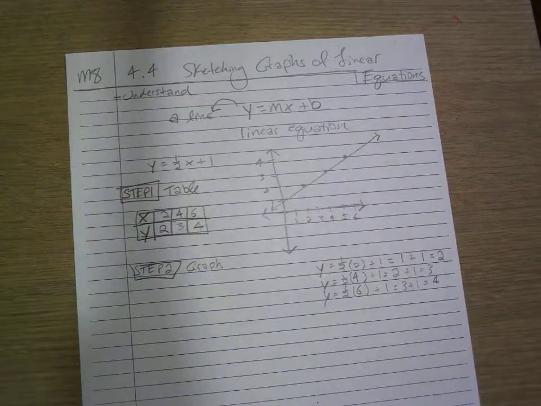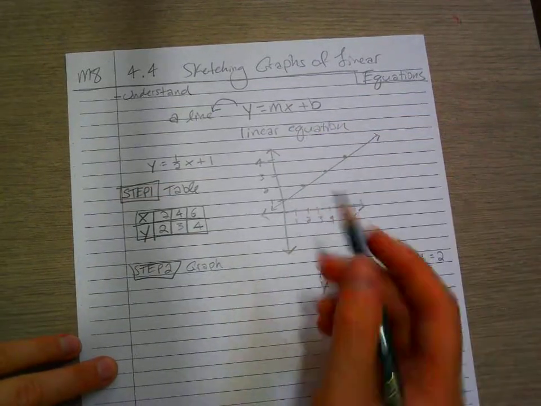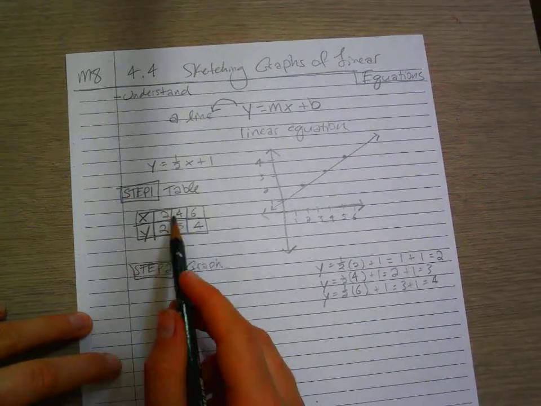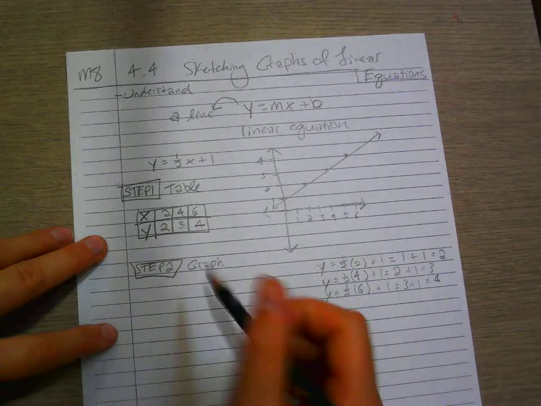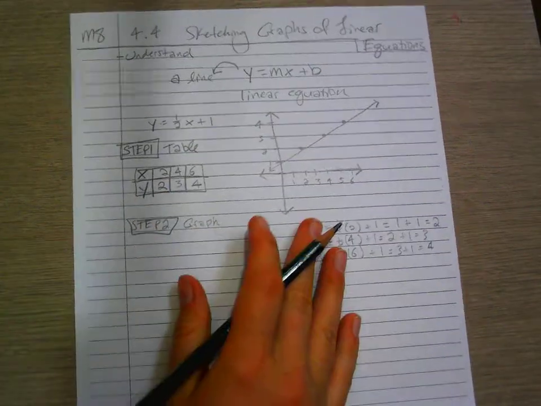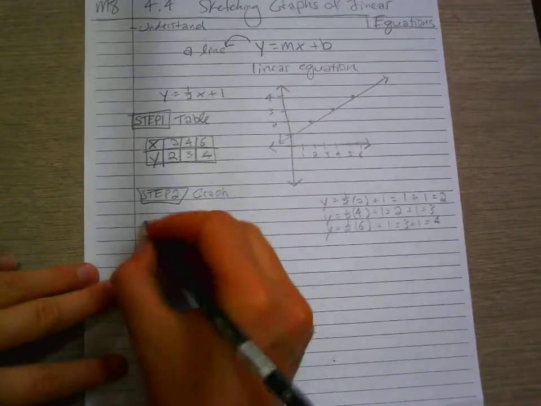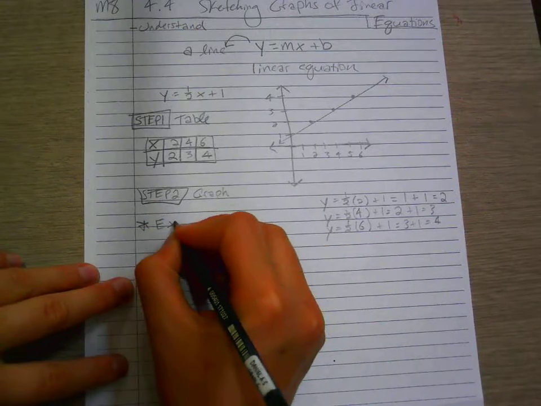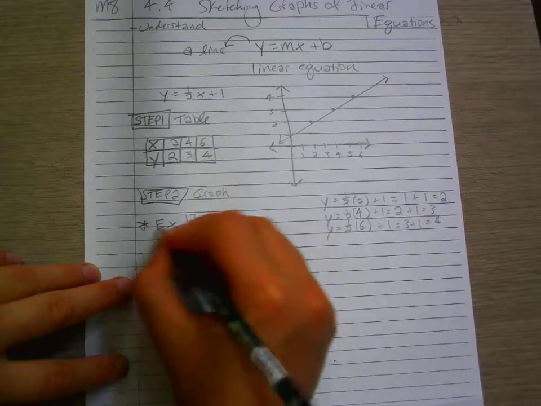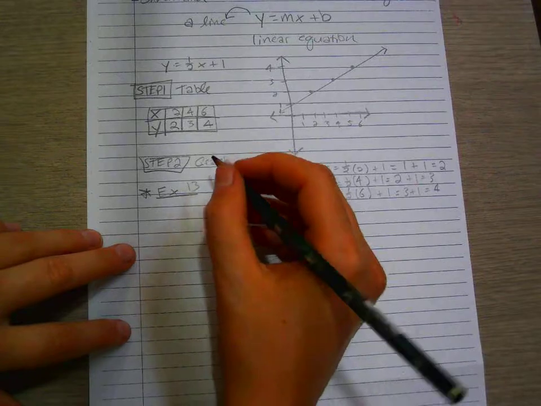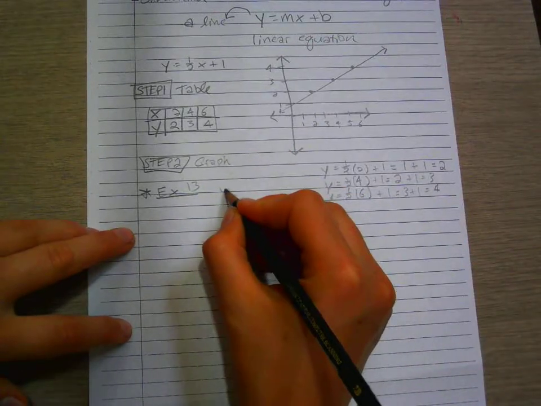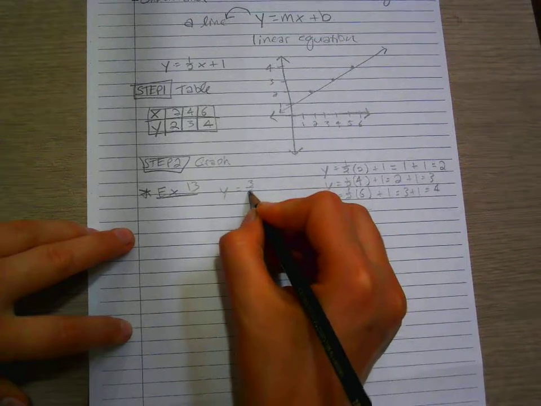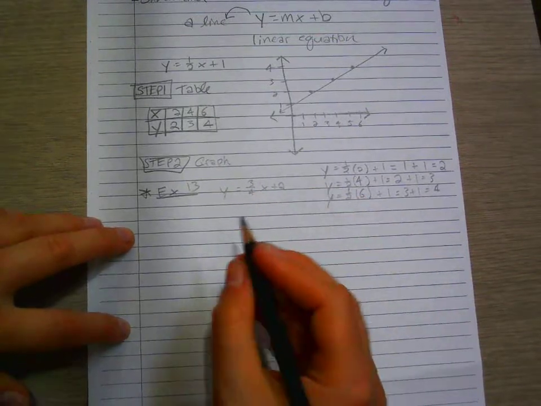So step 1 is create your table using these values. Step 2 is you put those points on the graph, and you can draw the line through it. Example 13, it gives us a value, and we're going to make a line for it here. So y equals 3/4 x plus 2. First, let's create the table for x and y.